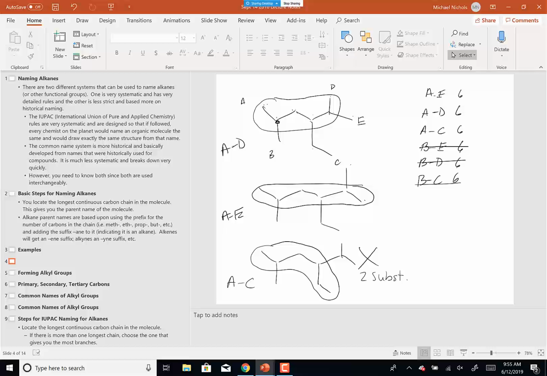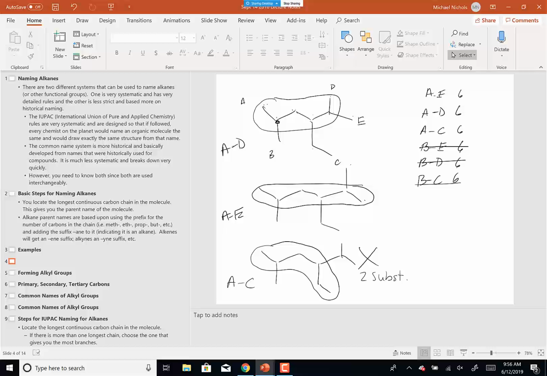Now, did I screw this up? No. If I go A to D or A to E, am I going to get the same answer? Actually, yes, because whether I end at D or at E, since they were both methyl groups when they branched out, it doesn't matter which way I number. So I can number A to D or A to E, it's all the same. For some reason, I was thinking A to D would be better because the ethyl would be closer to the end.